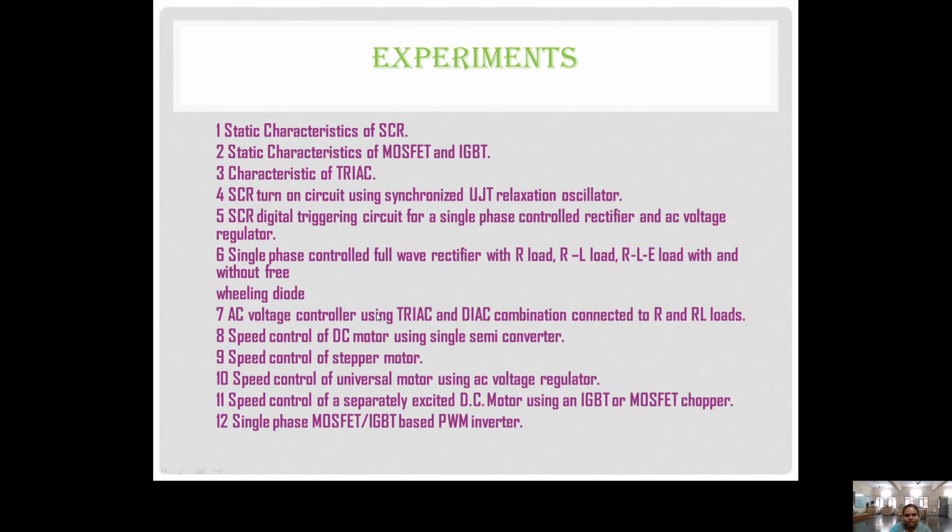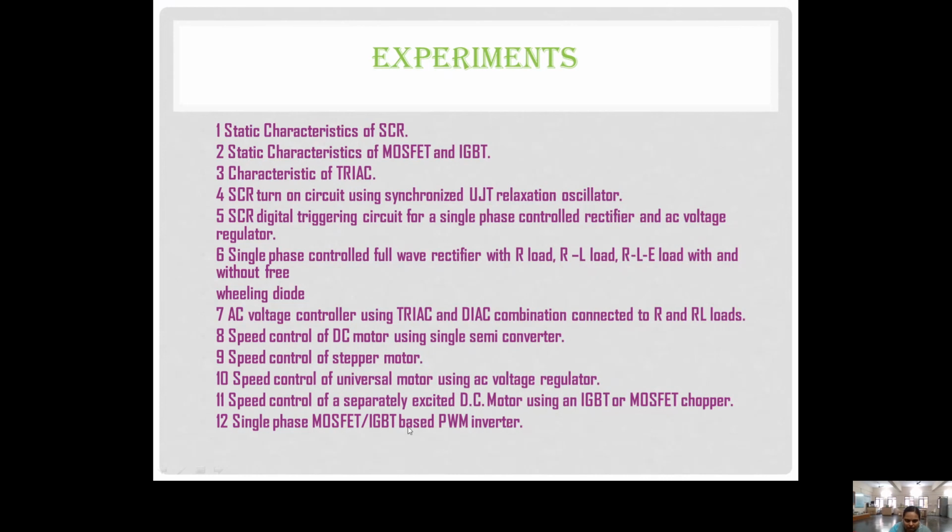Then AC voltage control using TRIAC and DIAC, with the combination of the two different loads R and RL. Speed control of DC motor using single semi converter. Ninth one is speed control of a stepper motor. Speed control of universal motor using AC voltage regulator. Speed control of separately excited DC motor using IGBT or MOSFET chopper. Then the last one is single phase MOSFET IGBT based pulse width modulation inverter.